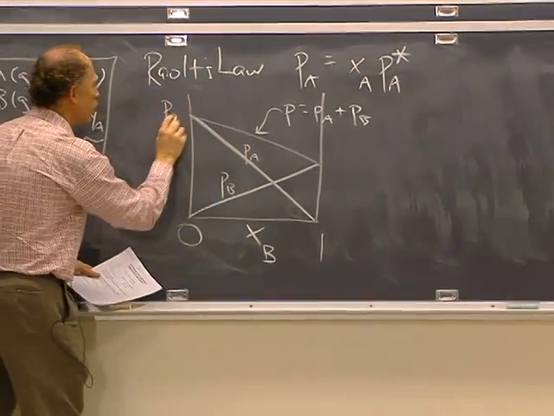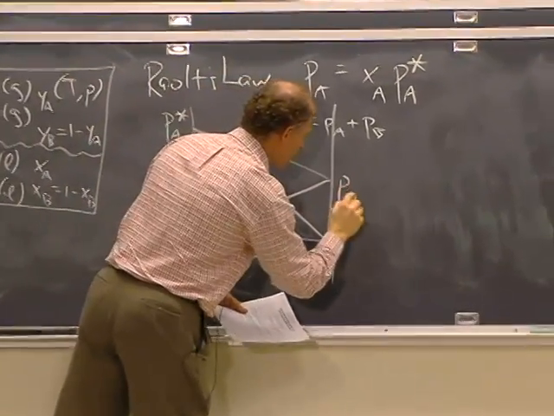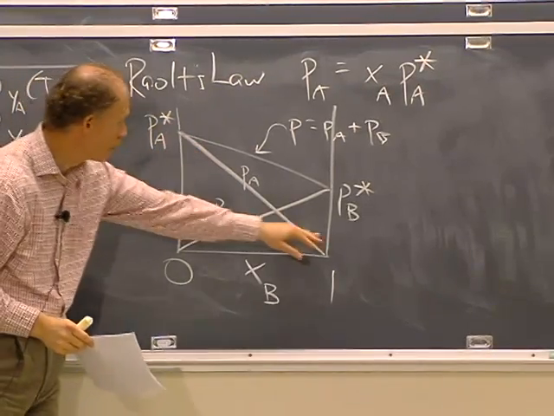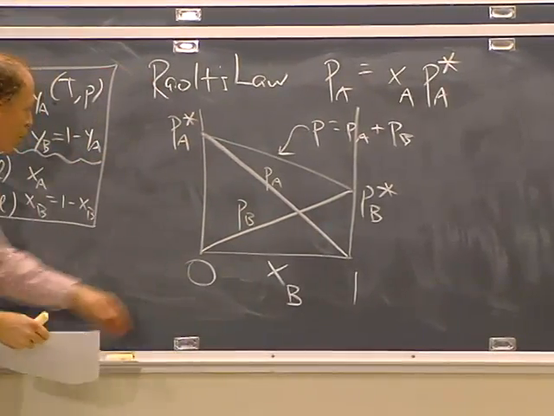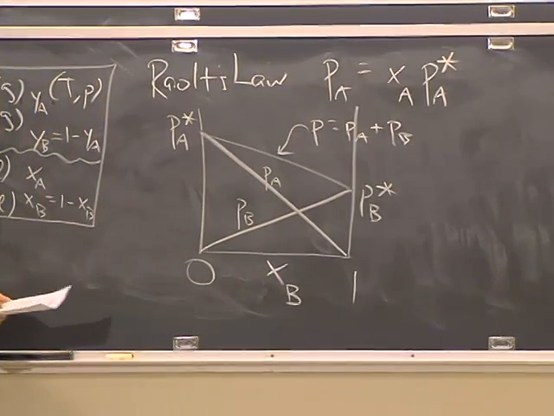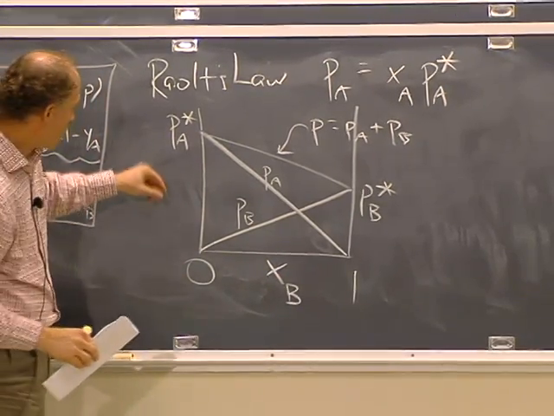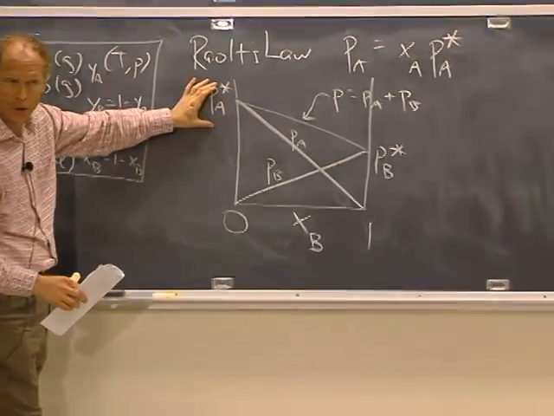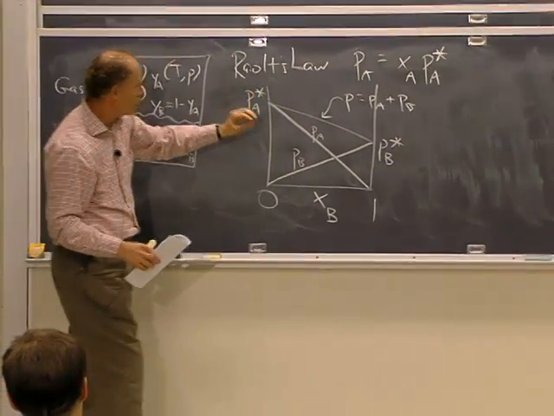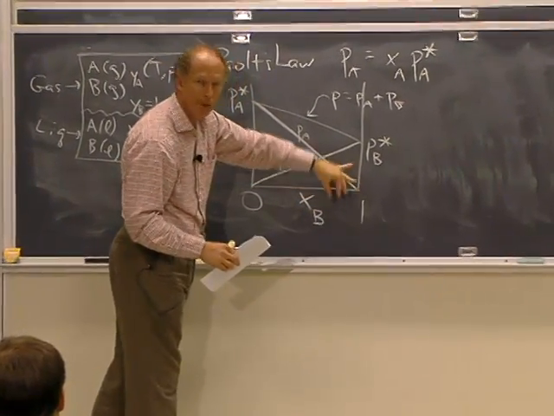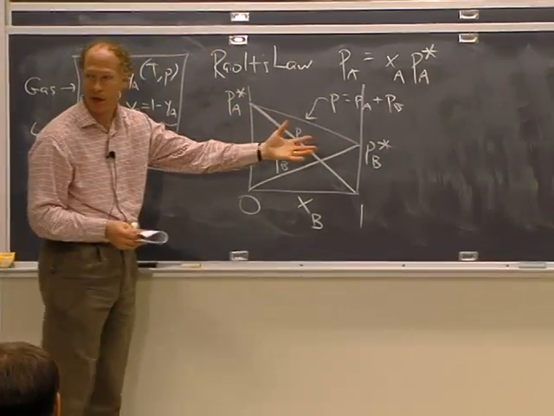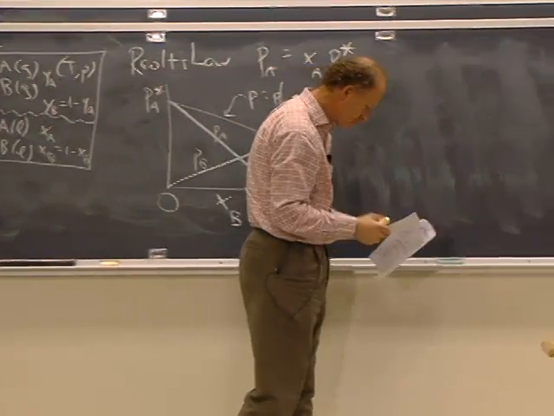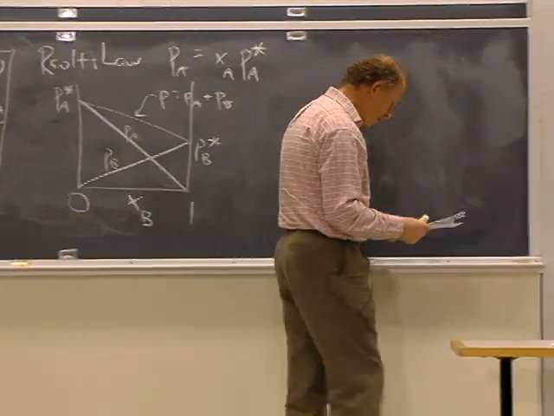So this is our PA star and PB star. The pressures over the pure liquid A and B at the limits of mole fraction of B being 0 and 1, right? So in this situation, for example, A is the more volatile of the components, right? So its partial pressure over its pure liquid at this temperature is higher than the partial pressure of B over its pure liquid. A would be the ethanol, for example, and B the water in that mixture, right? Okay.